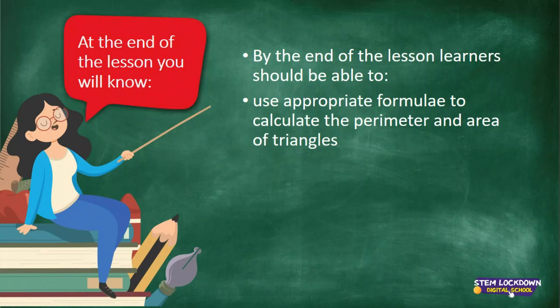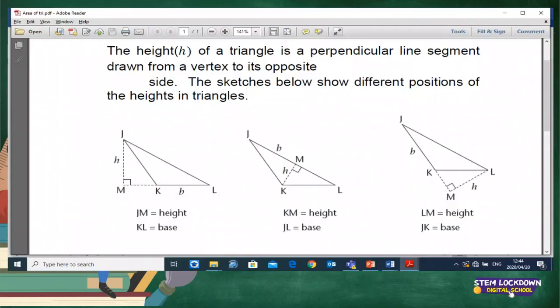Now, by the end of this lesson, I want you to use the appropriate formula once again to calculate the perimeter and area, not only of triangles, but also of other polygons. Just as we started with this topic, we have been able to see so far that one can construct the height of a triangle given a triangle that you have.